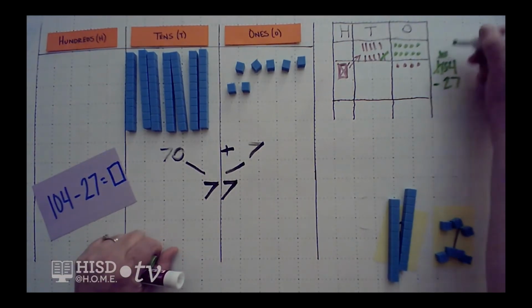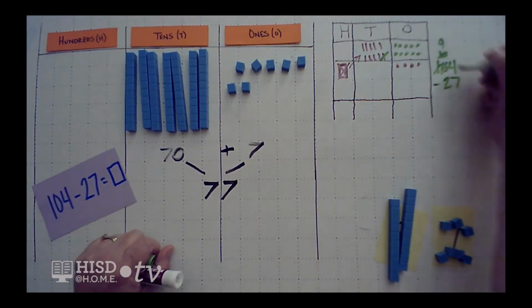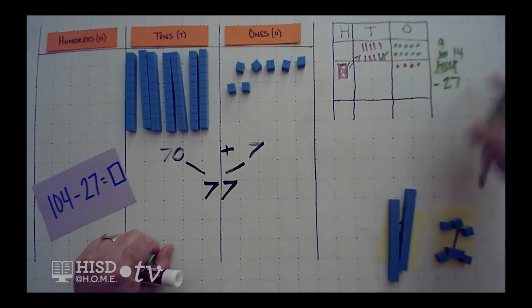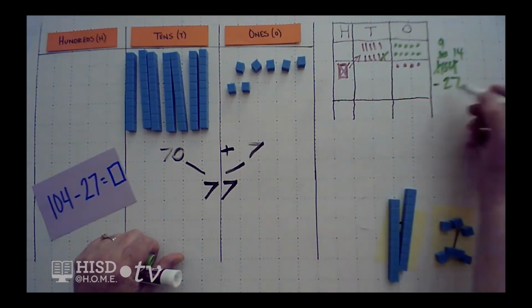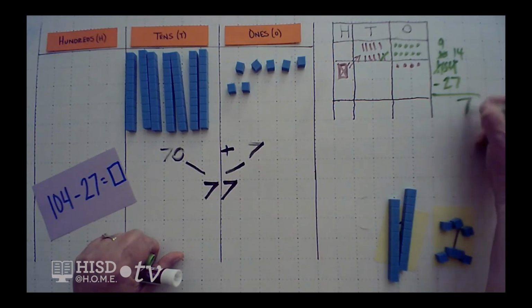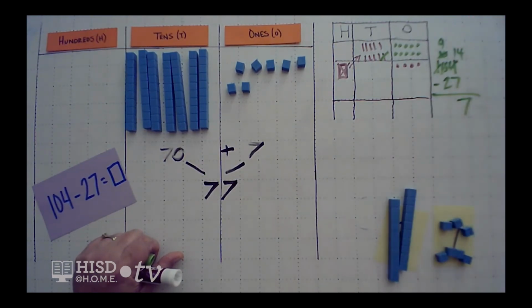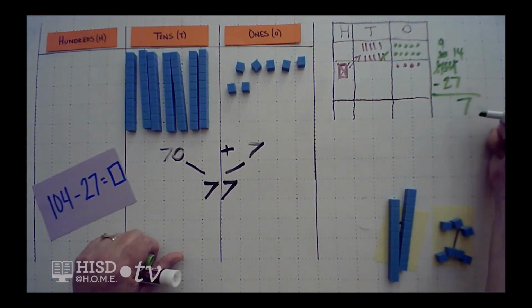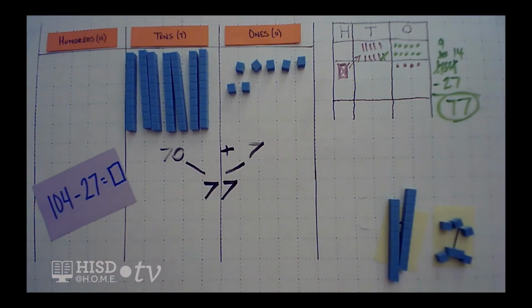We regrouped this again and we made this 14. And this now represents our pictorial model. 7 from 14 is 7, and 2 groups of 10 from 9 groups of 10 is 7 groups of 10, and we're at 77.